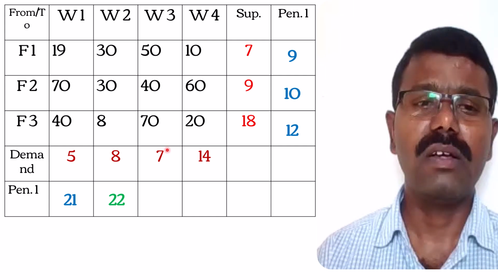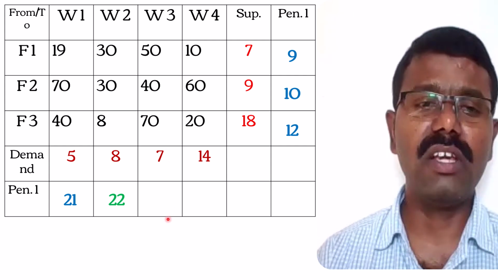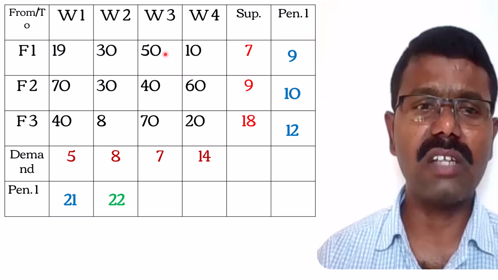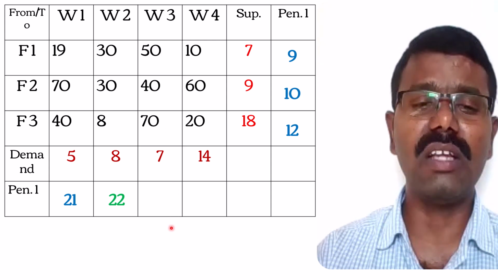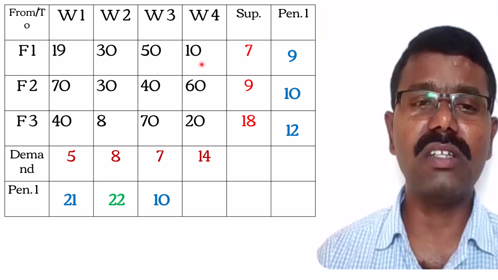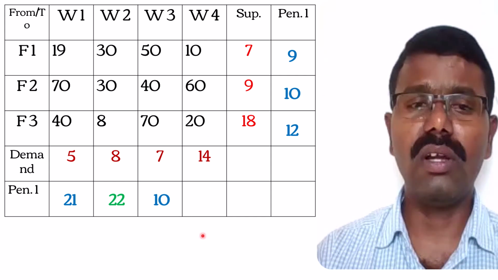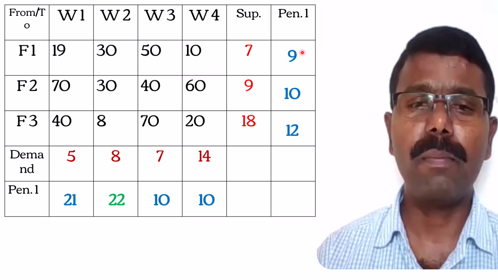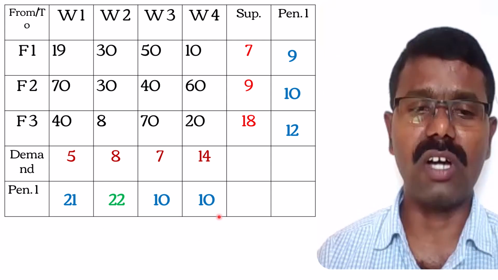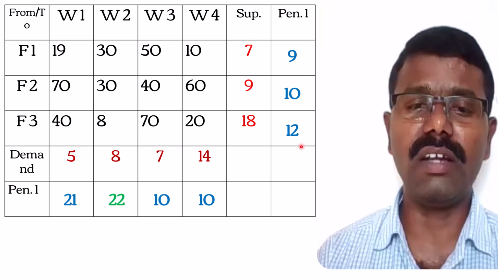In the third column, the least cost is 40, the next least cost is 50, the difference between these two is 50 minus 40, that is 10. Then the least cost in the fourth column is 10, the next least cost is 20, the difference between these two is 10. This way, first you need to calculate the penalties for each row and each column. Now we have 3 plus 4, 7 penalties.